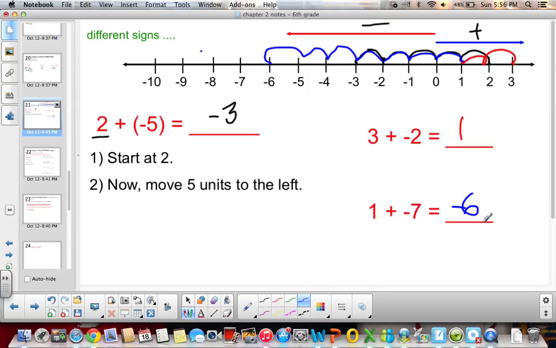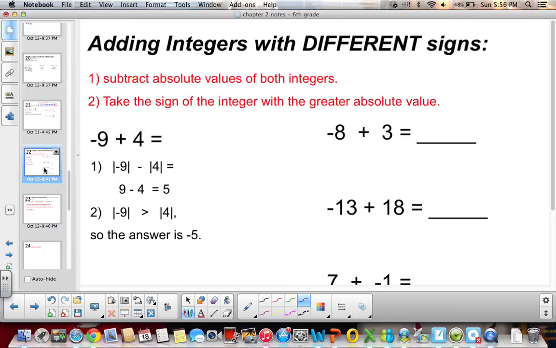Okay, so again, you can always use the number line to help you figure out where you're starting, and then if you're going to the right or the left and where you end up. You can also use this rule for adding integers with different signs. So this time we subtract the absolute values of both integers and then take the sign of the integer with the greater absolute value. So if we look at -9 plus 4, we take the absolute value of both.